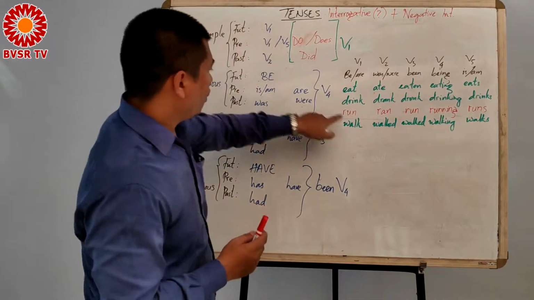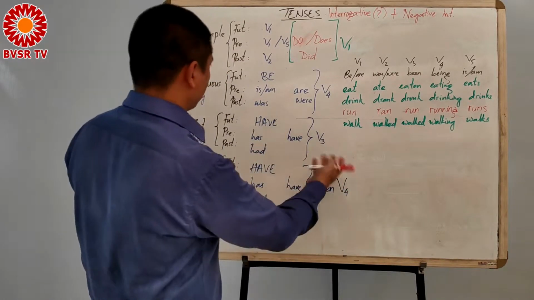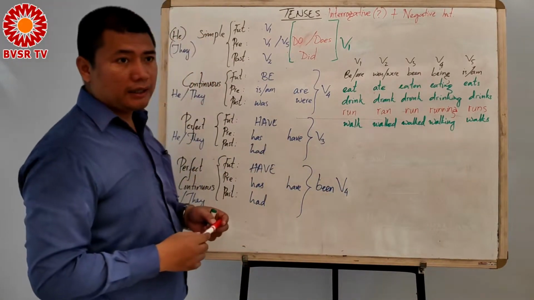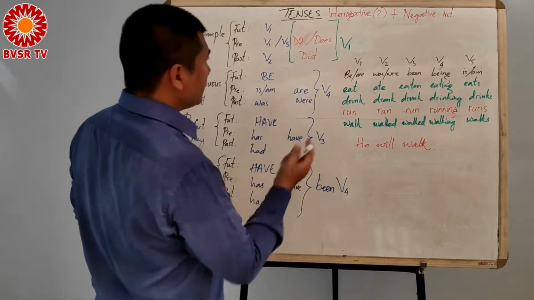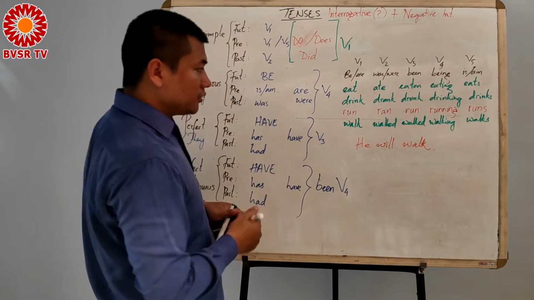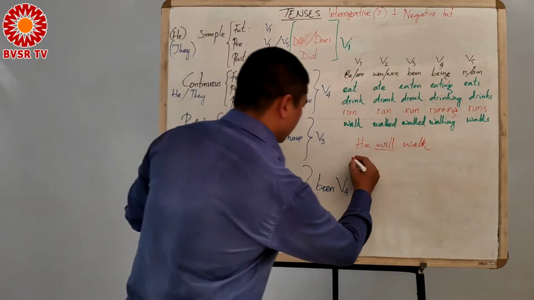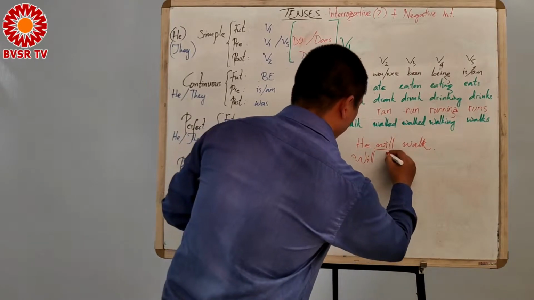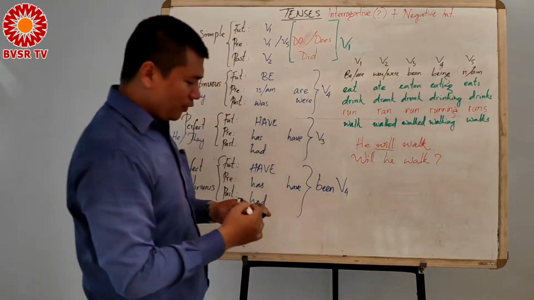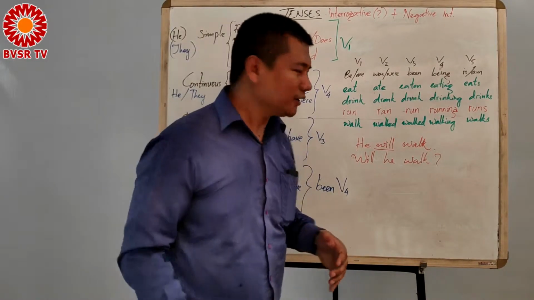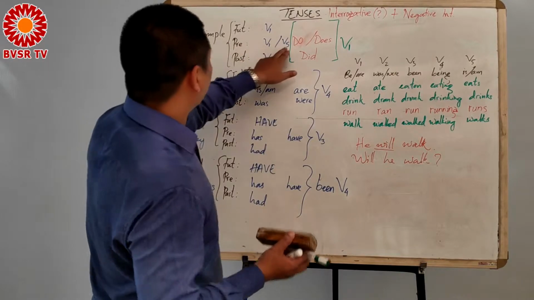He will walk along the road, or he will walk in the park, or he will walk in the garden. He will walk. The interrogative will be asking a question, so therefore we have to put the helping verb before the subject, like: Will he walk? Question mark. Will he walk? You are asking a question. Will he walk?